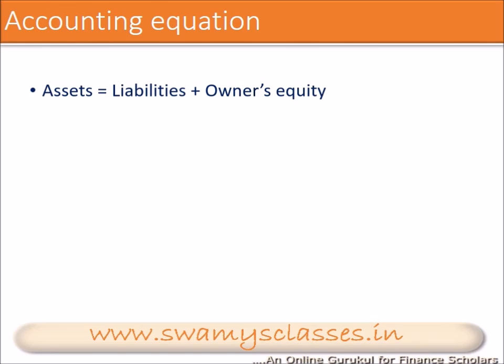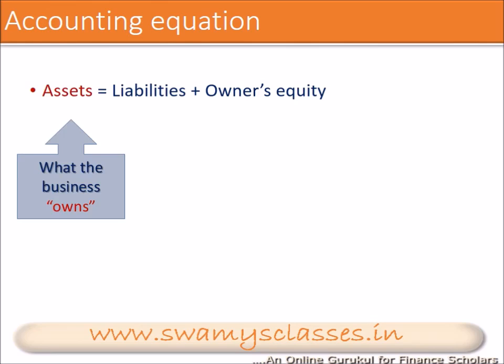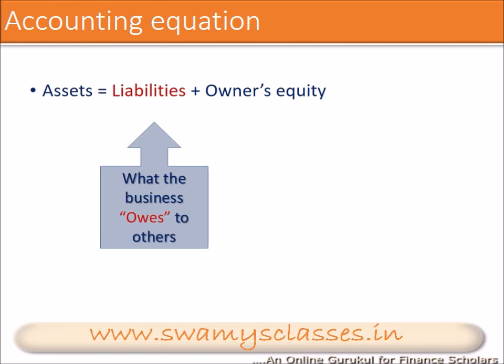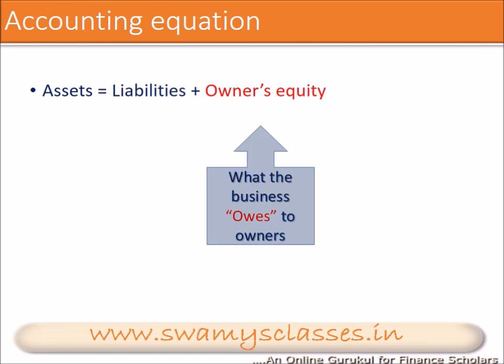So let me start with the meaning. Assets, nothing but what the business owns. Liabilities, what the business owes to others or outsiders. Owner's equity, what the business owes to owners. So if you look at the entire equation, the left side talks about what the business owns and the right side talks about what the business owes. So when we say business owes, one, it can be to outsiders, another, it can be to its own owners.